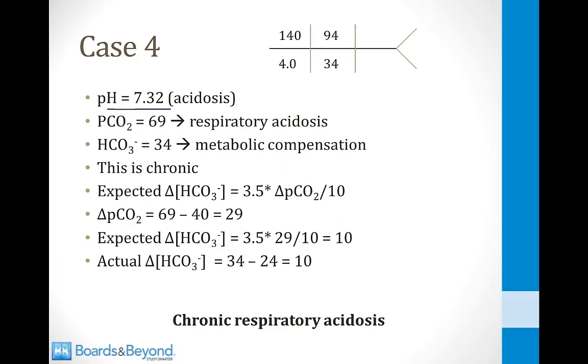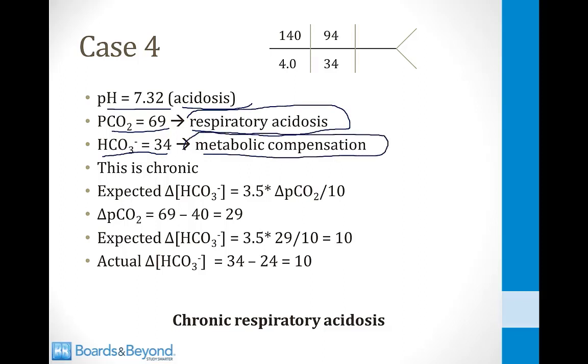So the pH is 7.32, so we know we have an acidosis. The PCO2 is high at 69. Recall that normal is 40, so we have a respiratory acidosis. The bicarbonate level is also high at 34. Recall that normal is 24, so this is metabolic compensation. Based on the question stem, this is a chronic respiratory acidosis. We have no reason to believe this is acute. They describe this patient as a man with long-standing COPD.